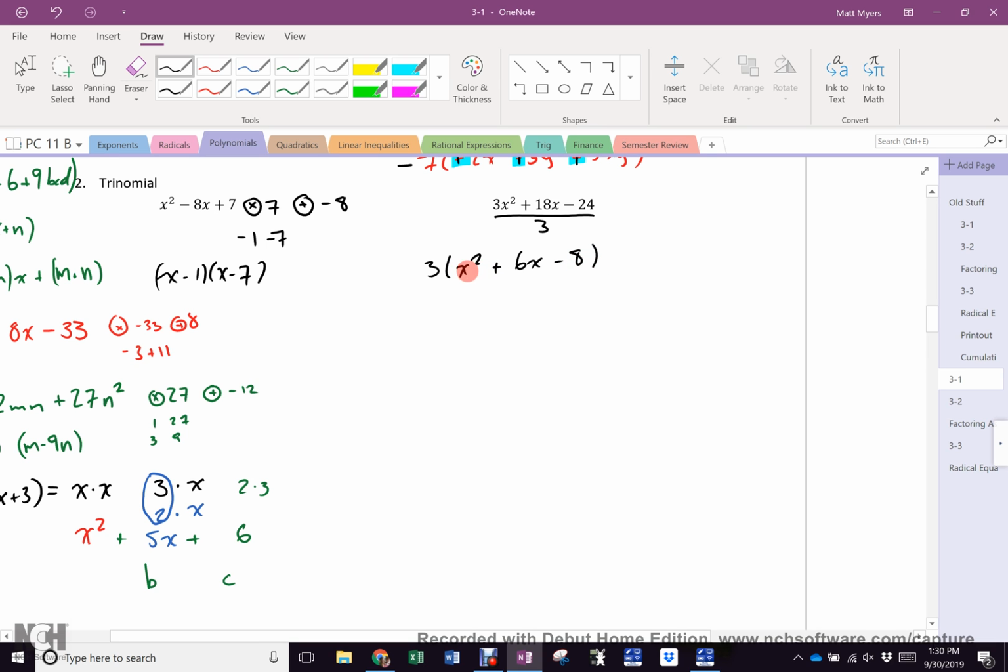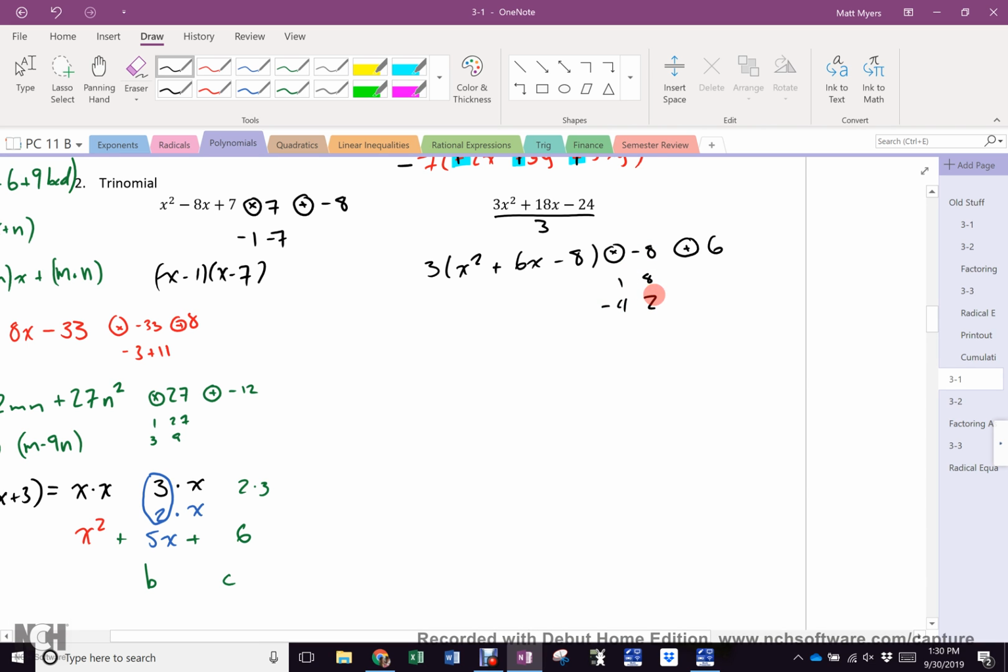Now, factor that if I can. I need to multiply to negative 8. Add to what? Is it 1 and 8? Is it 4 and 2? You think it's 4 and 2, but is it? No, because one of those would have to be negative to make 8, wouldn't it?